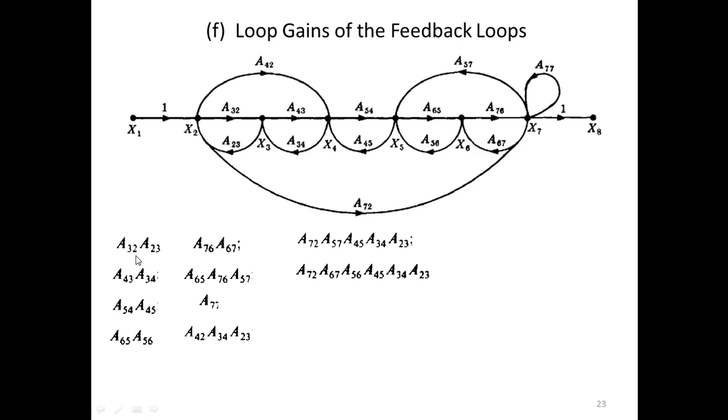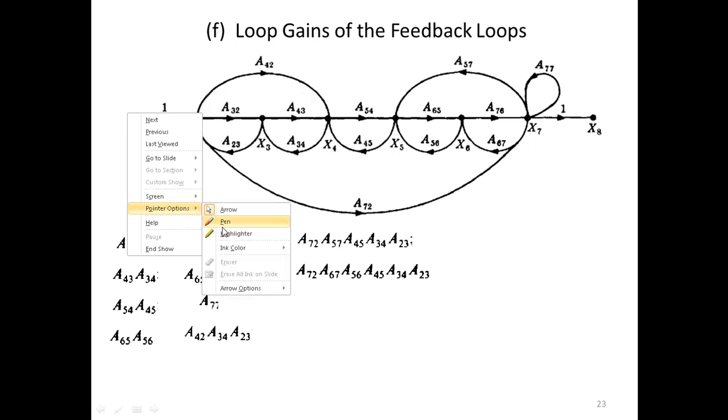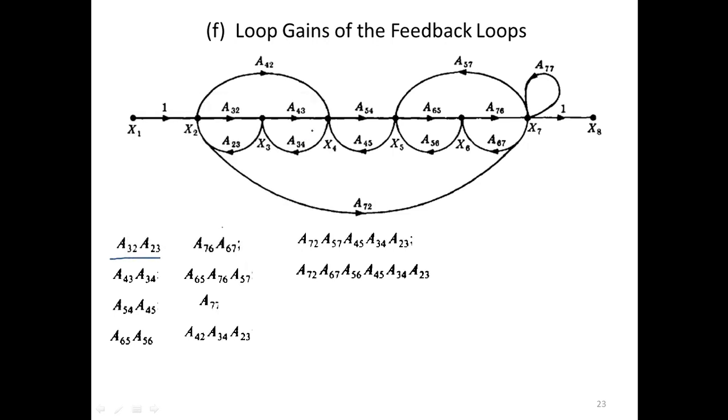So these are the gains for the different paths. This A32, let me highlight it, multiplied with A23, is the loop gain of this loop. This is the loop gain 4, 3 and 3, 4. Similarly, A5 to A4, this is the one. A6, 5, 5, 6, this is the one. And A7, 6 to 6, 7, this is the one. And A6, 5, 7, 6, 5, 7. So this is this path. A7, 7, a self loop.